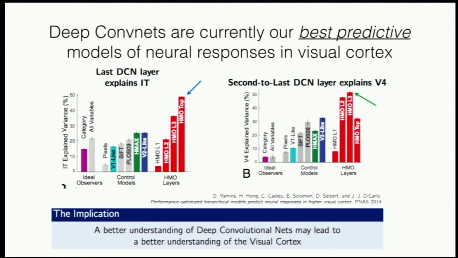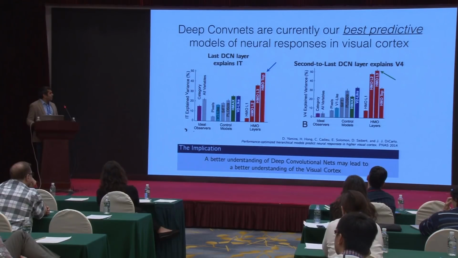And roughly, it seems like later layers roughly correspond to later areas in the visual hierarchy. So this seems to suggest that even though deep convolutional nets are maybe not neurally plausible, there is something similar about the representations that they end up learning and those of the ventral stream in the brain. This was a bit of a surprising finding.